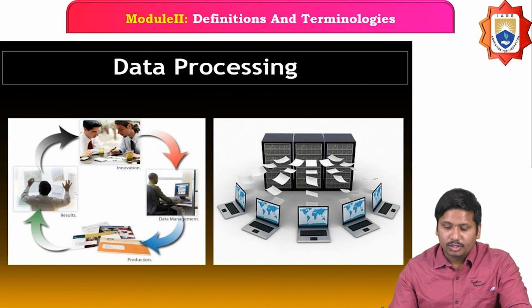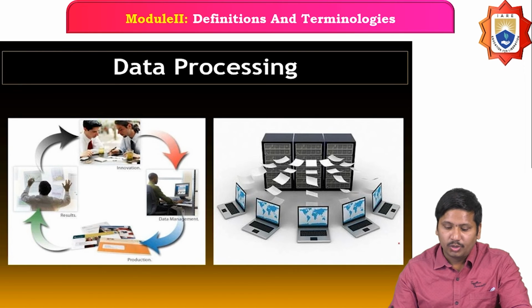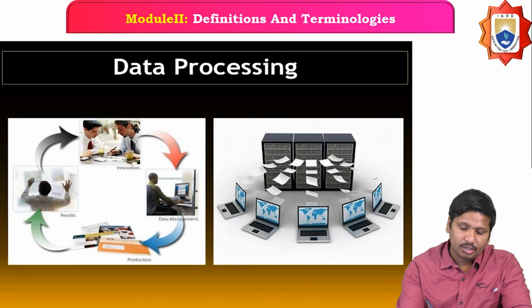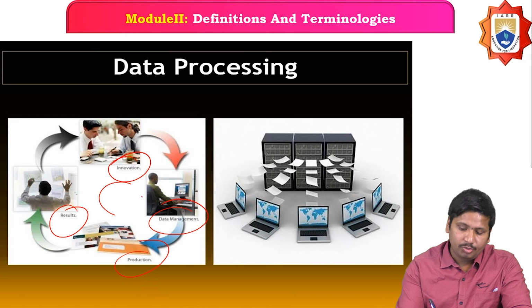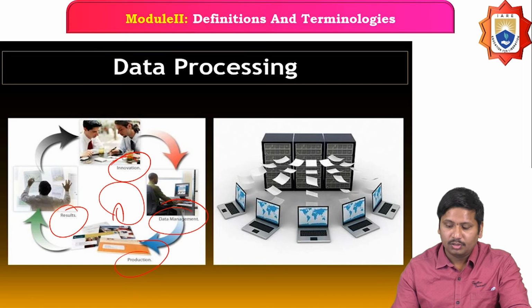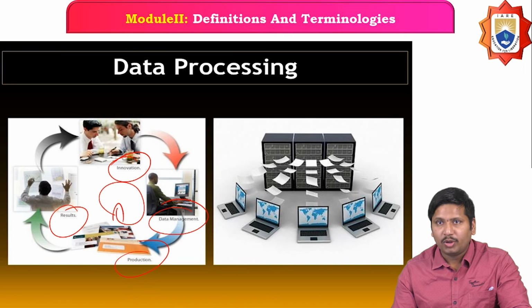Next, a type of question that may come is: what is data processing? Data processing is innovation, data management, production, and research. This should be a cyclic process. Initially the data is processed by innovation, and the data we obtain is managed and made into production, and finally the result is published. That is data processing here.